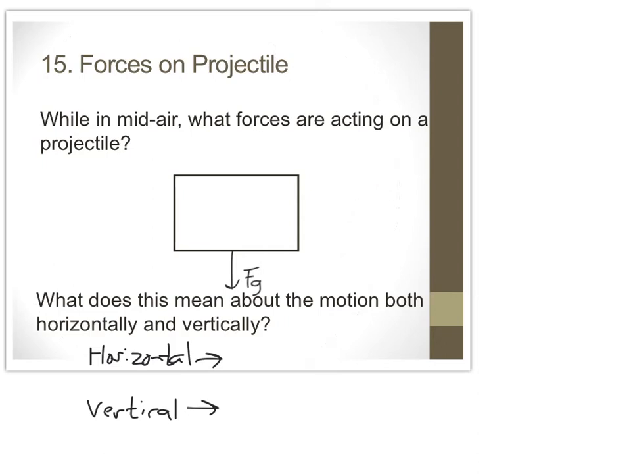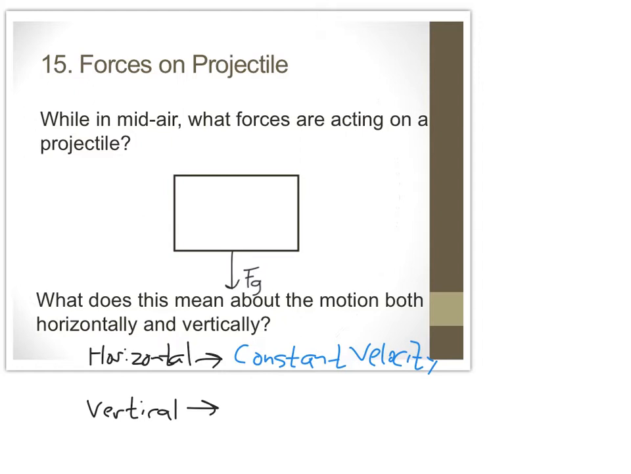So what does that mean about our motion, both horizontally and vertically? Horizontally, we see there are no forces. So that means, it doesn't mean the object's at rest, it means the object's moving at a constant velocity. It could be at rest, it doesn't necessarily have to be at rest though.